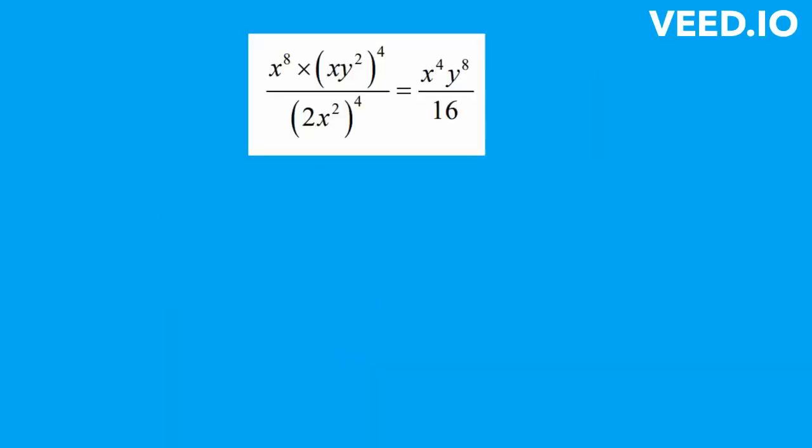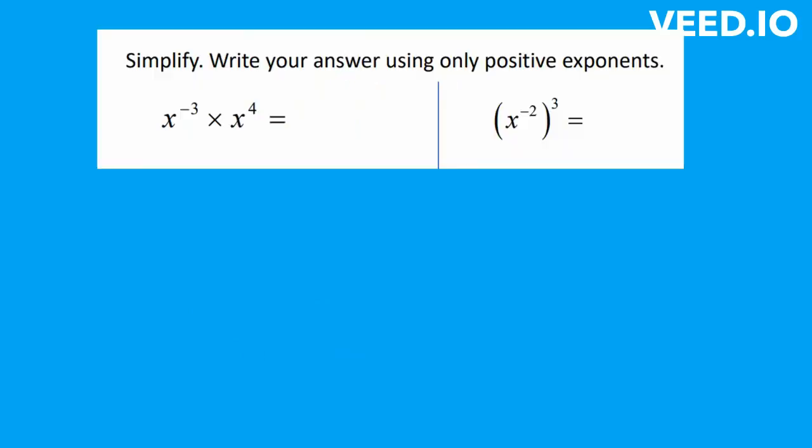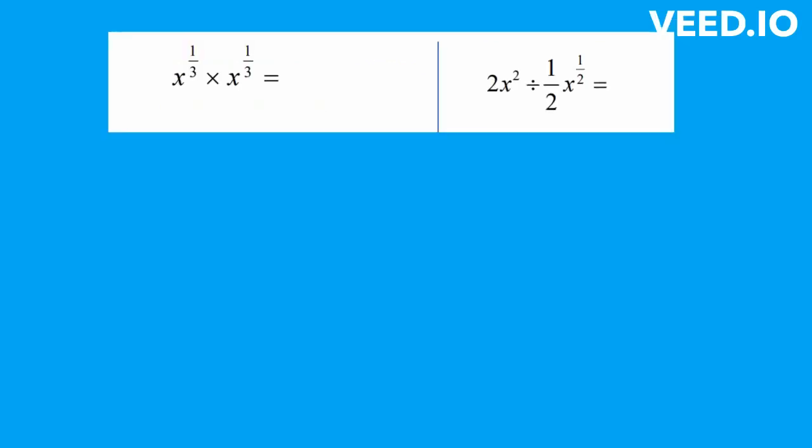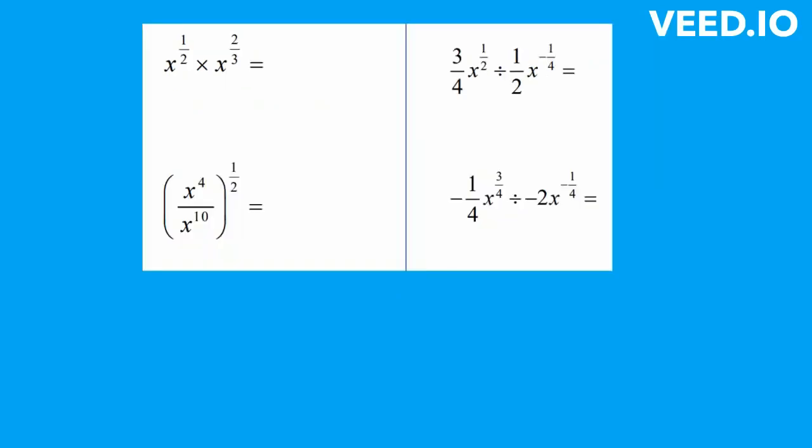See, we have used two laws. These are x power 8 times xy square. We will solve them together in the classroom. Now here is a negative exponent, which means a power minus n is 1 by a power n. So a power minus n is the inverse of a power n. So here also some more for your practice.